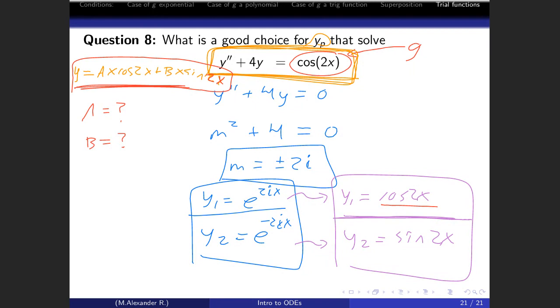And it's tricky because we first have to look at the homogeneous equation. We have to look at the complementary solution.